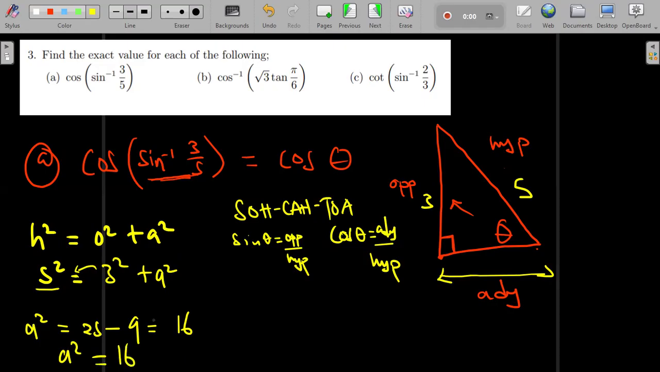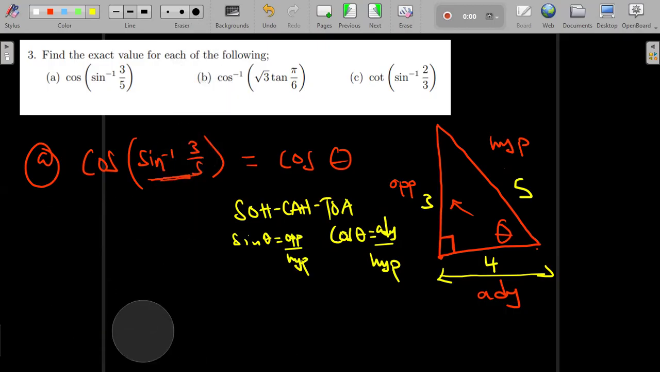So we can find the value of what? The adjacent there. Okay, so we take the square root of both sides. We are going to find that the adjacent is just equal to 4. So we're going to put 4 as the adjacent there. Remember, we're just finding cos theta there.